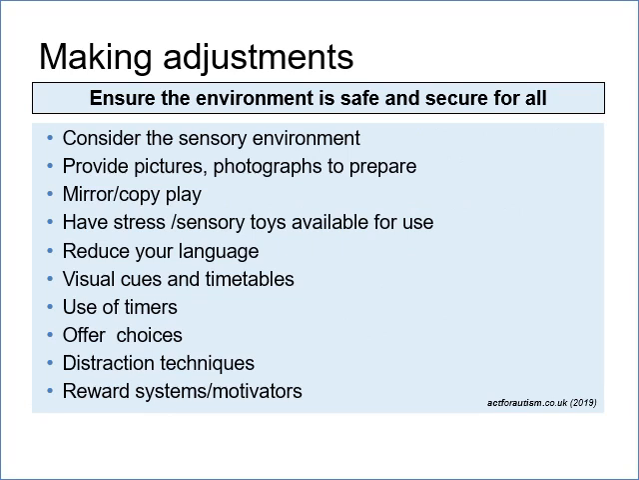So what adjustments can we make? Thinking about the sensory environment, consider the lighting. Try to avoid fluorescent lights as these often flicker or hum. Consider the colours our walls are painted or the pattern of wallpaper, avoiding metallic where possible. How many pictures or photographs do we have on the walls? Do we have any reflective surfaces?